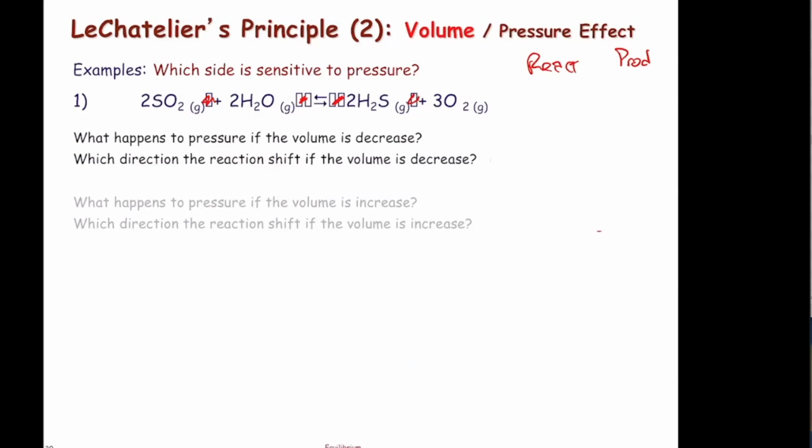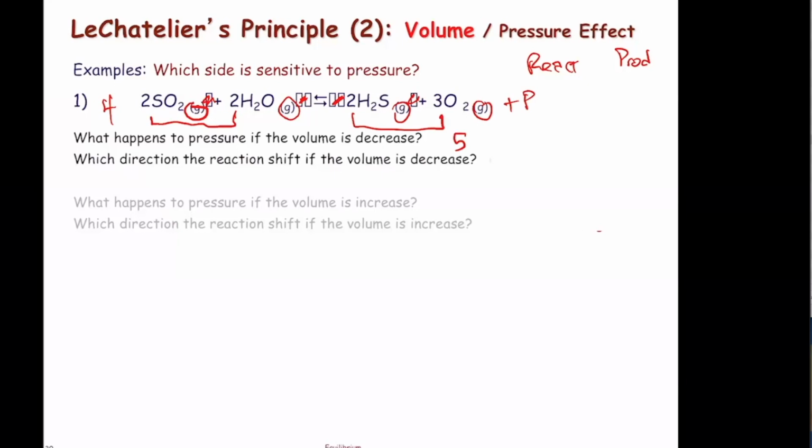Let's count the number of moles. These are gas. This is 2 and this is 2. So that's 4 moles of gas on the reactant side. These are gas. And this is 2 and this is 5. So there's 5 moles of gas on the product side. So the side that's sensitive to pressure is the product. Okay. The side with more moles of gas is going to be the side that's sensitive to pressure.